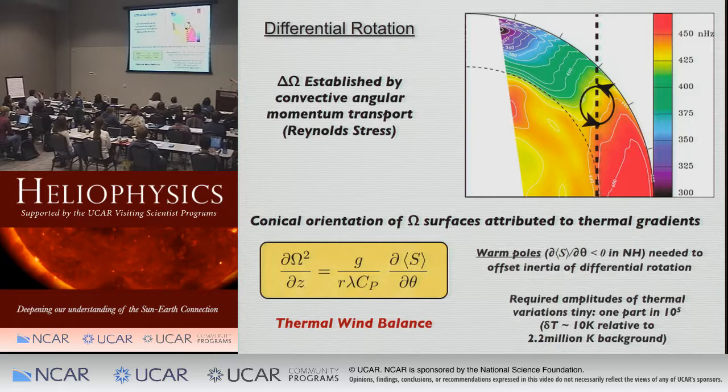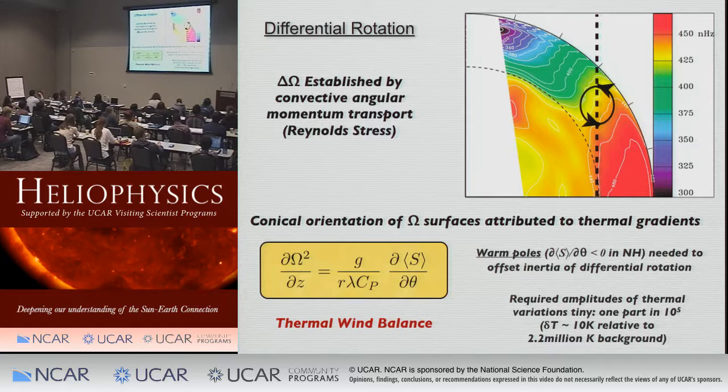You make the poles slightly warmer than the equator, so you have a buoyancy force. The poles want to rise up. So you have buoyancy that wants to make the poles rise up. So the differential rotation, the inertia of the differential rotation, induces a counterclockwise meridional circulation. And the buoyancy induces a clockwise circulation, and they balance. So that's how we think we explain these non-cylindrical contours, these radial contours.